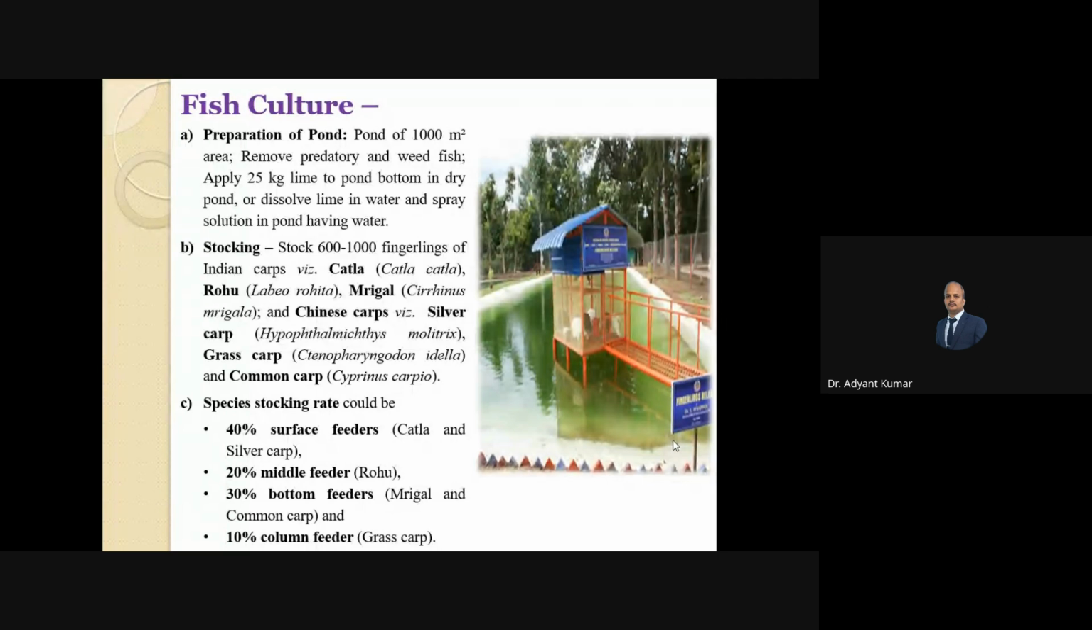Either you can say what type of stocking of fish we are going to do and what should be the stocking capacity. It also depends upon the poultry birds being reared. If we are preparing a pond of 1,000 meter square area, first of all, we have to remove all the predatory as well as weed fishes, and then we have to lime the pond at the rate of 25 kg lime per 1,000 meter square area of the pond.